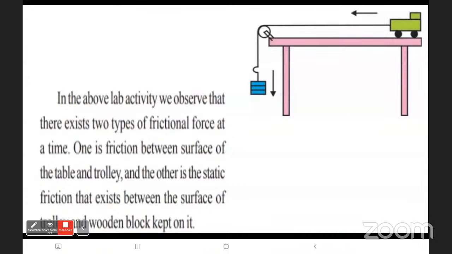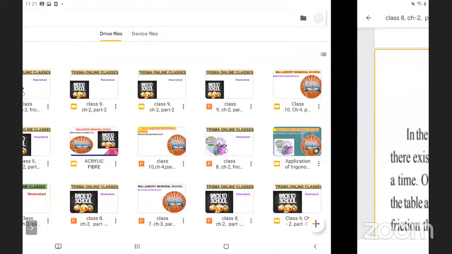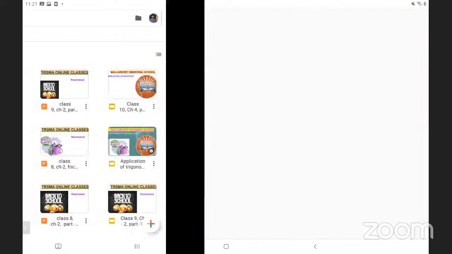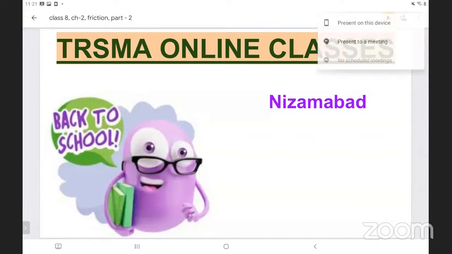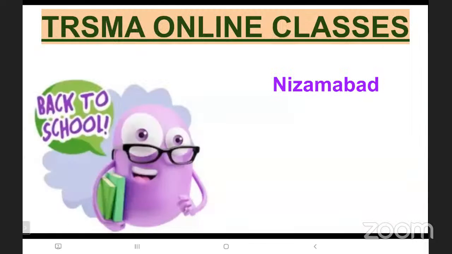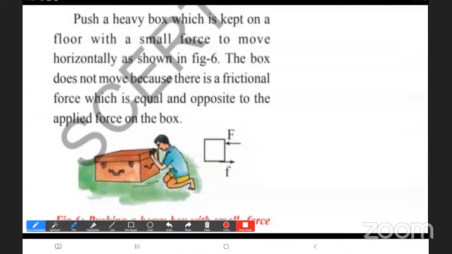Okay, so our next topic: observing the variations of friction. Now, for this we need to take one wooden block or one heavy box.